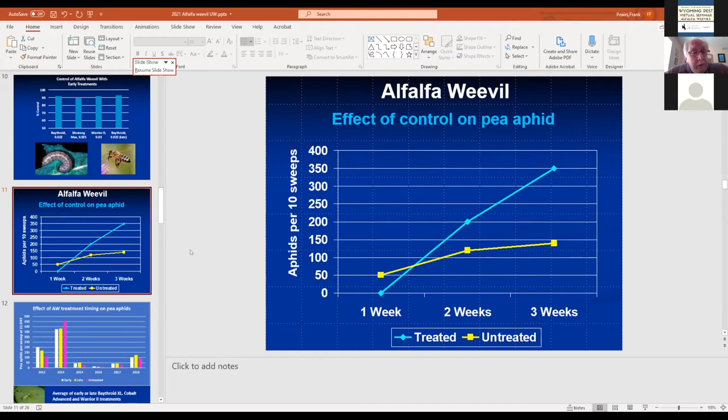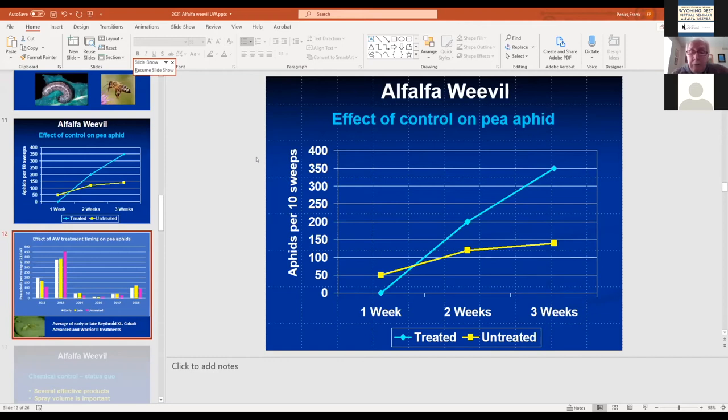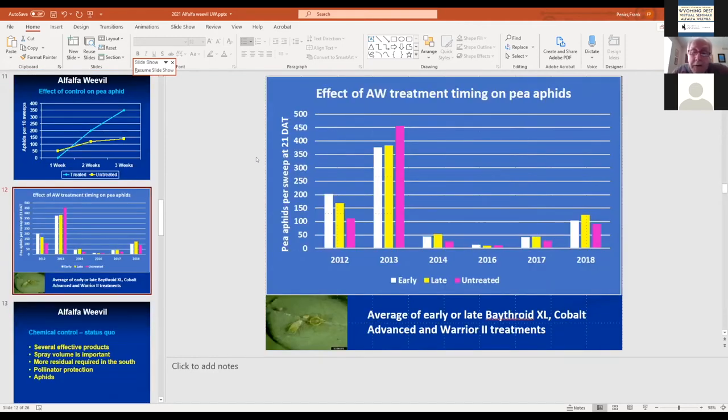A couple of years ago, I was showing these data to a group of consultants from the eastern part of the state. And one of them asked me whether there was a difference between early and late alfalfa weevil treatments in terms of these pea aphid outbreaks. And I hadn't really thought about it, but I thought I'd go back and take a look at some of our data. So these are 6 years of data showing pea aphid abundance with early treatments and the white, yellow treatments or late treatments. And then the untreated is in the magenta colored bars.